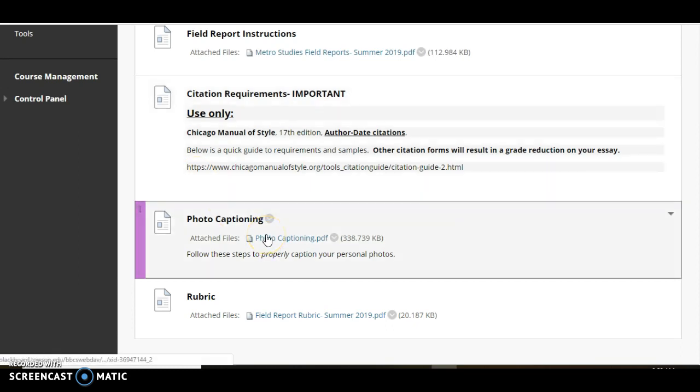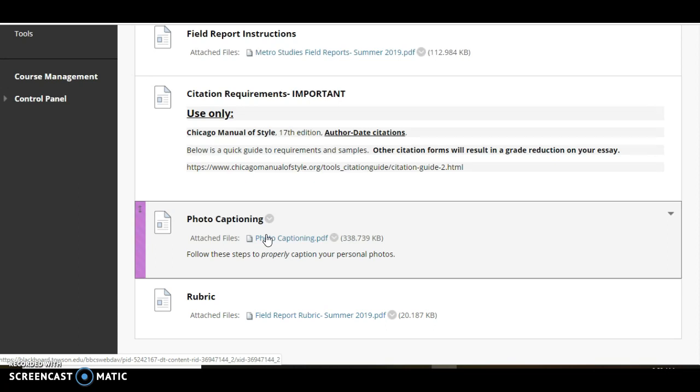Photo captioning. So this is a photo essay, so I want to make sure that these photos are properly captioned and they support your writing. These photos have to be your photos. If you borrow photos, if you claim photos that aren't yours, then you will get a 0 on the assignment.